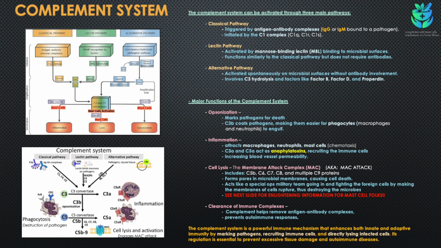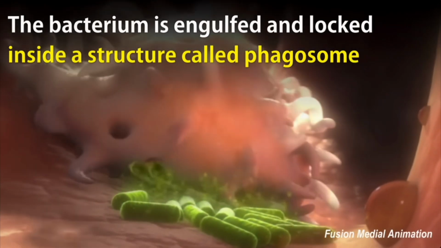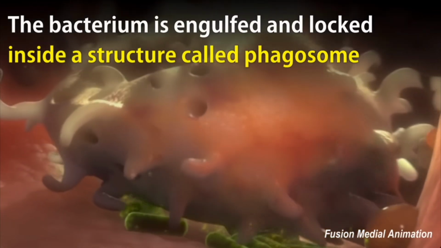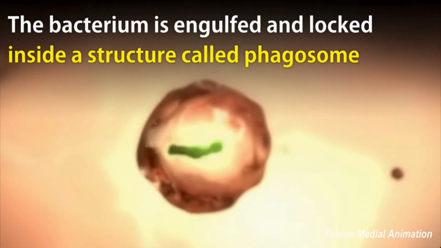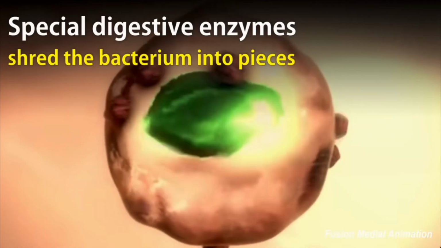So, the major functions of the complement system are opsonization, inflammation, cell lysis, and clearance of immune complexes. So let's take a brief look at each one of them. Opsonization marks pathogens for death. C3b coats pathogens, making them easier for phagocytes, which are macrophages and neutrophils, to engulf. We've seen this video a couple times now, and again the pathogen gets engulfed in the phagosome, and the bacteria or pathogen winds up getting destroyed.